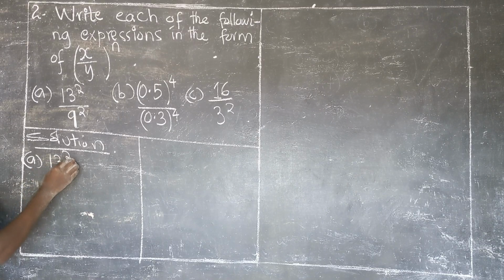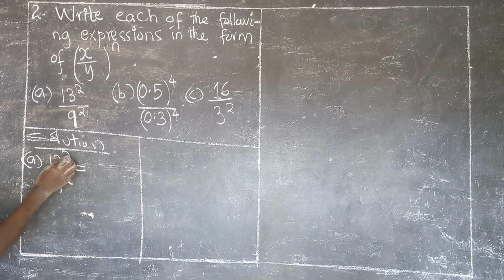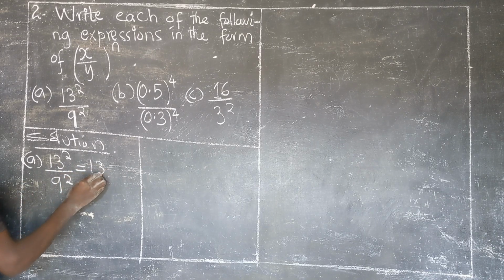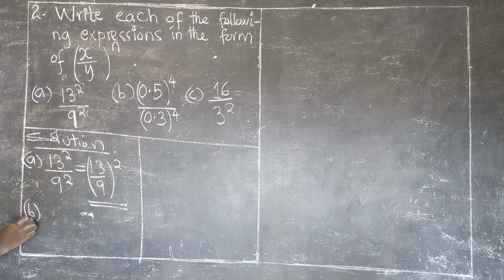13 squared divided by 9 squared. This will be equal to... we are required to express it in the form of x divided by y raised to exponent n. Now, it means that we should raise the numerator and denominator under the same exponent. Here there is exponent 2, and there's no further way you can simplify 13 and 9. We may take it as 13 divided by 9, raised to 2. This way.